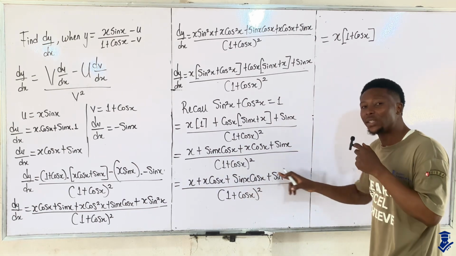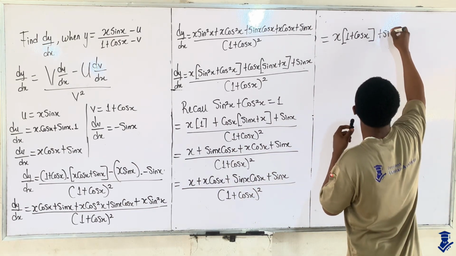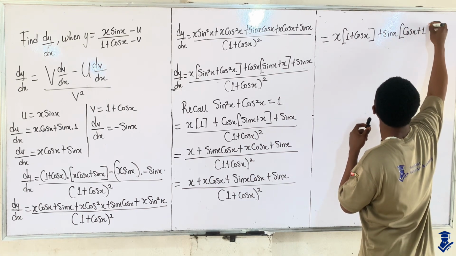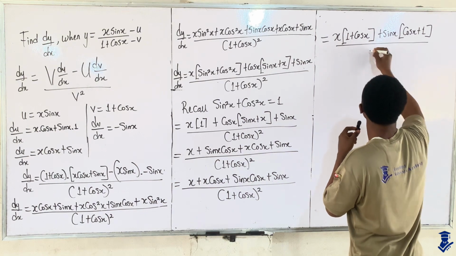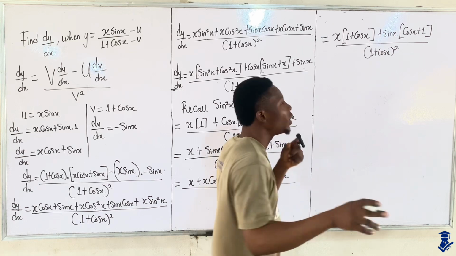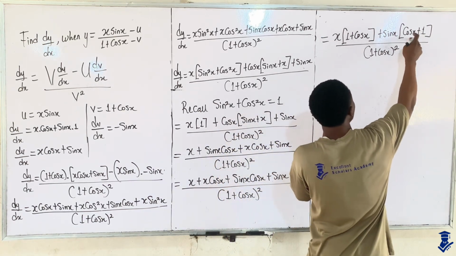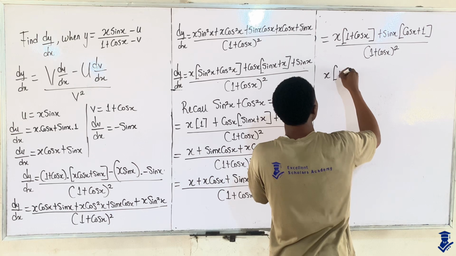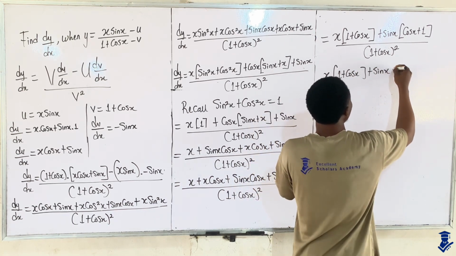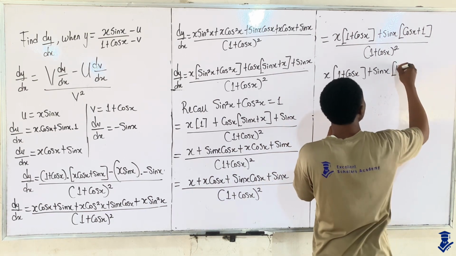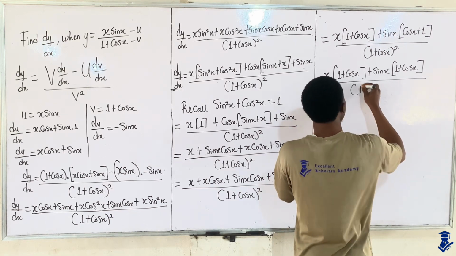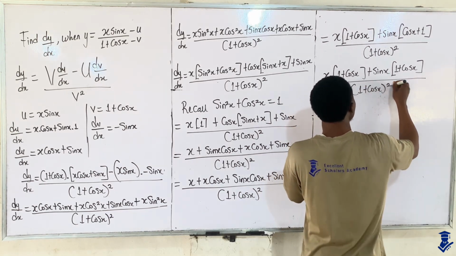All right. Now if you watch, sine x is common between these two. So it becomes sine x into bracket what? It becomes what? Cos x plus 1. All right. All over what? 1 plus cos x all squared. Now mind you, I can write this cos x plus 1 as 1 plus cos x. So it becomes x into bracket 1 plus cos x plus sine x. All right. Into cos x plus 1 is the same thing as writing 1 plus cos x. All right. Over what? 1 plus cos x all squared.